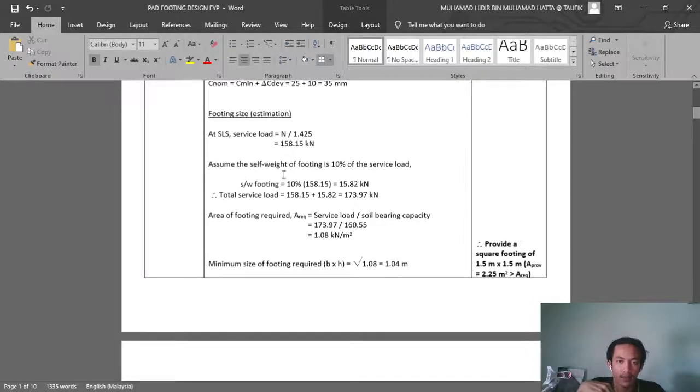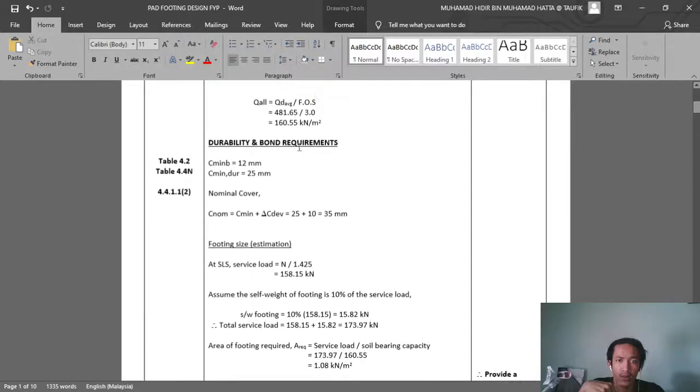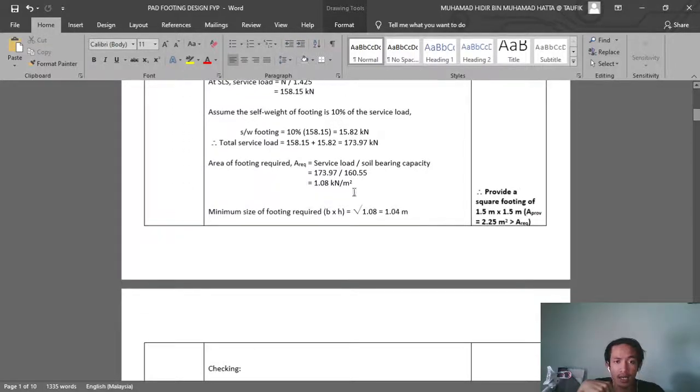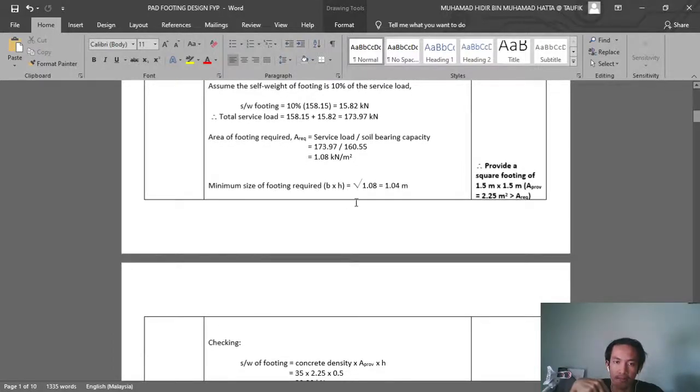Then we assume 10% from SLS, and we got 50.82, and then we got the total SLS. We got this value, and then the area of footing required, we got this, by dividing by the soil bearing capacity that we got at the top. We need to know this to determine the dimension of the footing required for the pad footing.